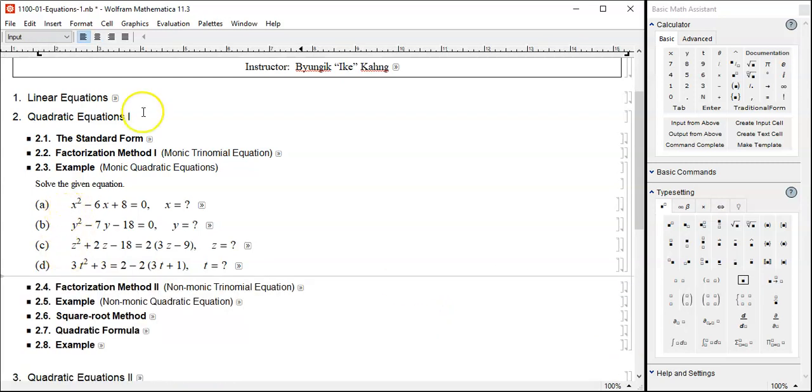Okay, so much for monic quadratic equations, and we're going to discuss non-monic quadratic equations in a separate video, and that is going to be really worthy of college algebra.